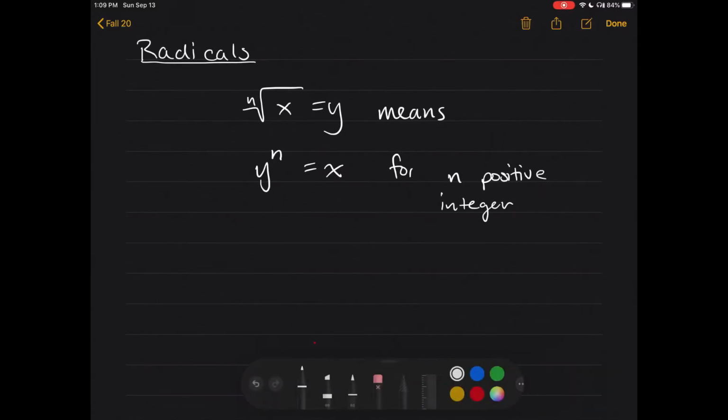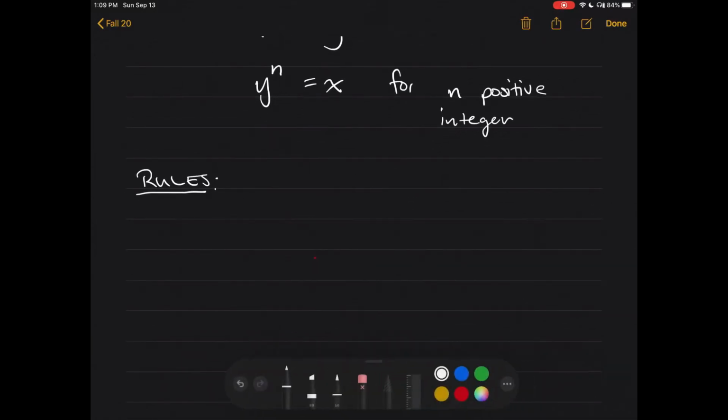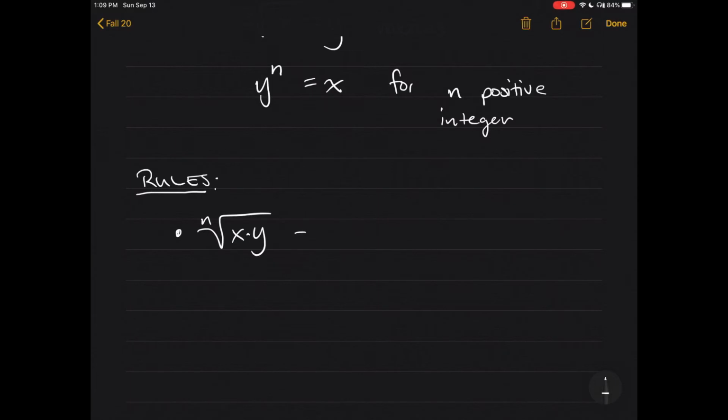So radicals, kind of similar to exponents, follow some rules, and these rules kind of mirror the exponent rules. For example, this one probably looks familiar. If we have the nth root of x times y, that is equal to the nth root of x times the nth root of y. And this follows the rule where the nth power of x times y is the same thing as the nth power of x times the nth power of y.